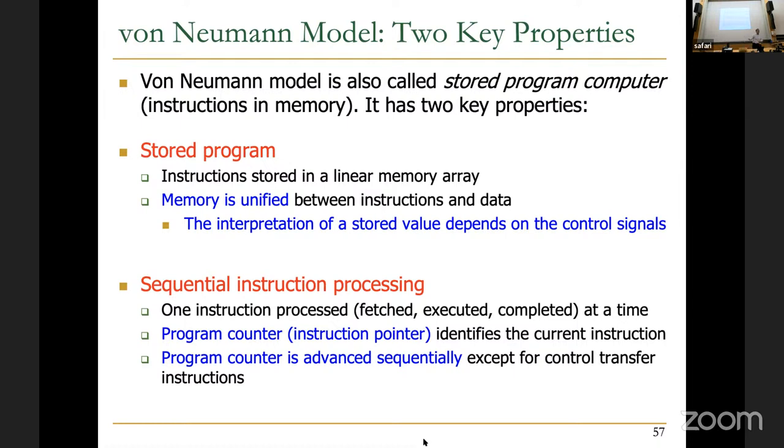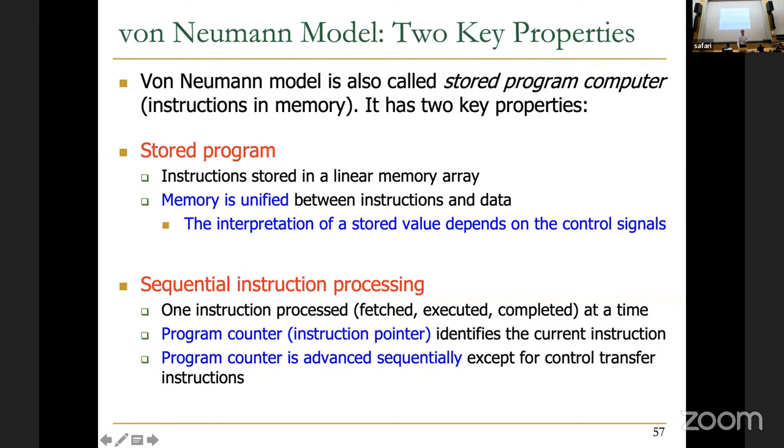And this is what made the von Neumann model very successful, because the programmer doesn't need to think much, right? The programmer writes a set of instructions that they assume to be executed in order, except when they need to jump around somewhere else. So they need to have control transfer instructions, as we will see, if they want to do something different based on a decision, for example, that needs to be made. This is called a branch as well. So these two properties are hallmarks of the von Neumann model.